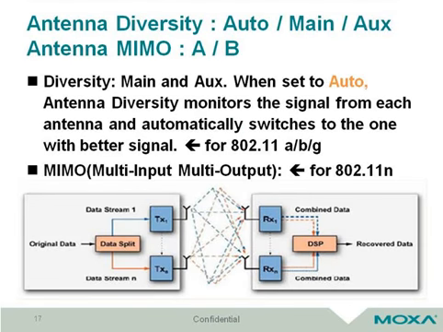A wireless device should have at least one antenna to transmit or receive wireless signals. If it has two, most often on an access point, it may have a function called antenna diversity, to choose which antenna is used to transmit data. When set to auto, it will automatically switch to the one which has the better signal.